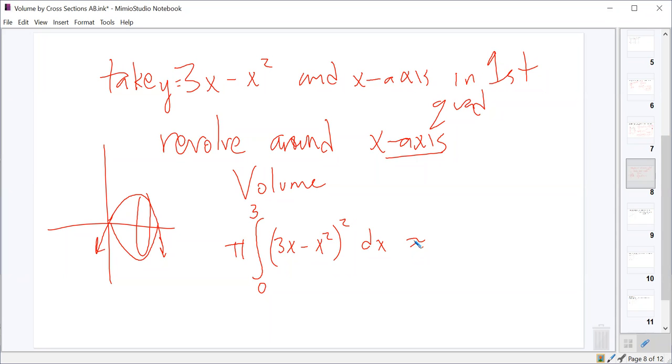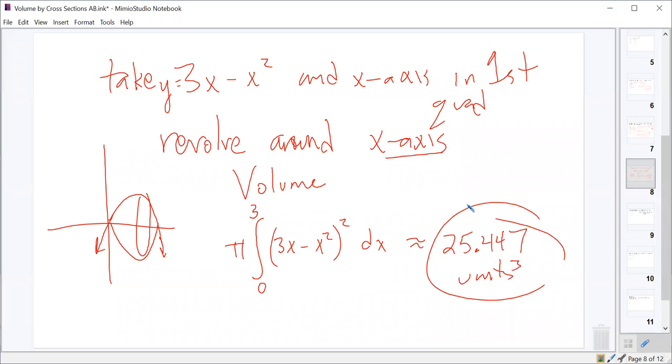Can you get a value there? I got 25.447 units cubed. Were you all able to get that? Yes. All right, let's do one more.